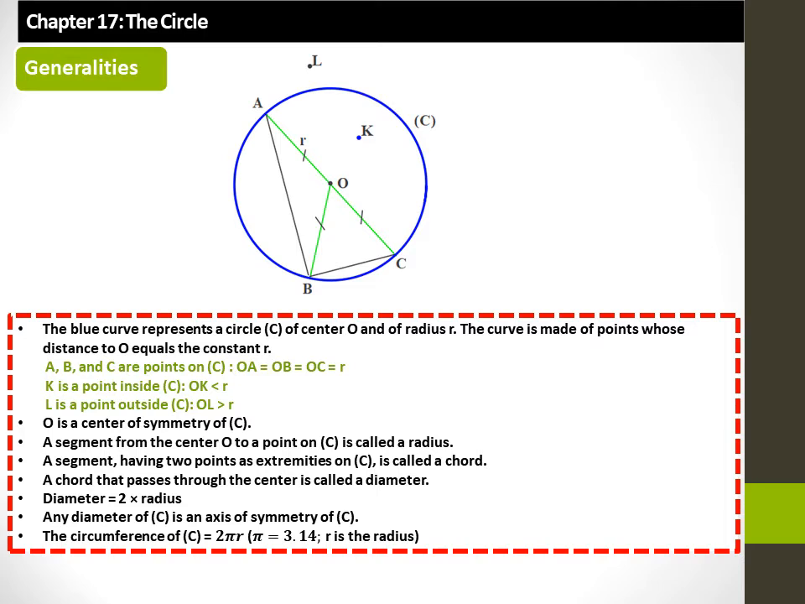The circumference of C is equal to 2 times pi times r. Pi is equal to 3.14 and r being the radius. So to find the circumference of any circle, you need to multiply 2 by 3.14 by the radius of this circle.